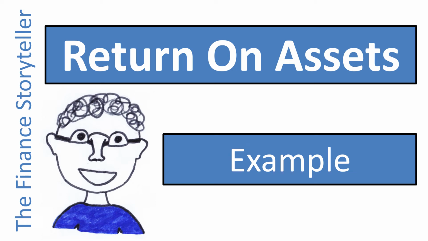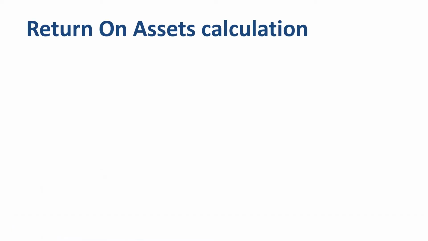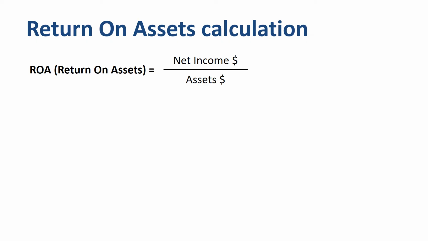How to calculate return on assets or ROA. I will take you through two examples of calculating ROA and then show you what the next steps in your financial analysis can be. ROA or return on assets is defined as net income divided by assets. You find the net income number on the income statement or P&L and the assets number on the balance sheet.